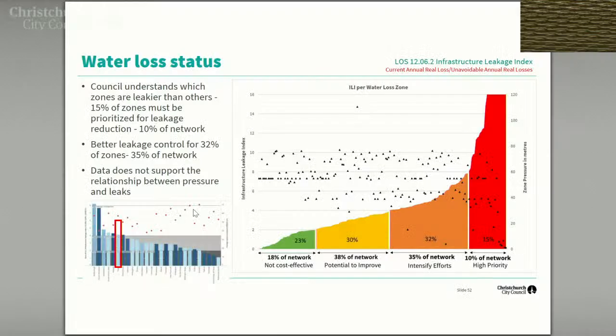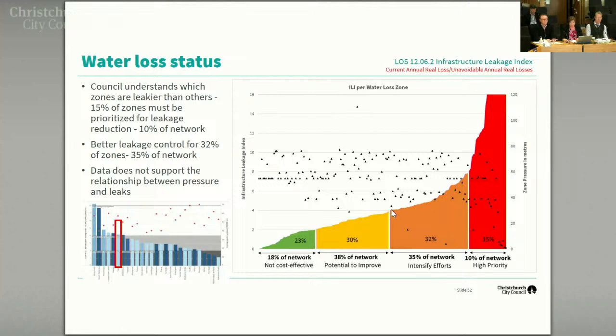So this is the small graph, sorry, it's very small. The small graph shows if we look at infrastructure leakage index, and as I indicated, our average infrastructure leakage index is 4.35. It sits here just on the orange band. We are sitting number 6 in the country, according to the performance benchmarks of last year, for average ILI.